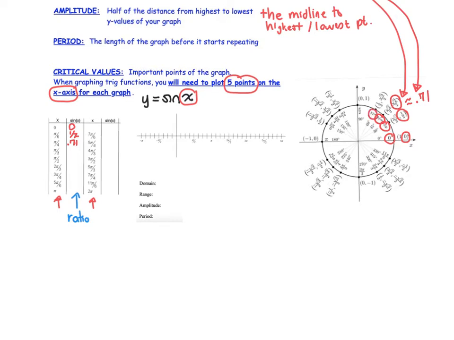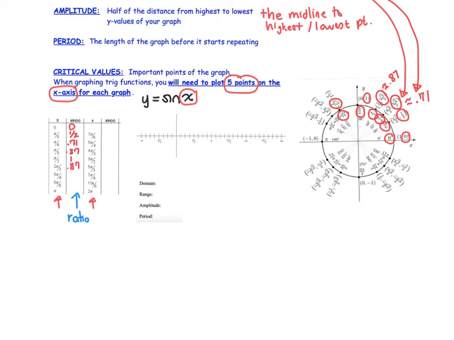At pi over 3, I have a sine value of root 3 over 2. Root 3 over 2 in the calculator is approximately 0.87. So I'll put 0.87 here. And then at pi over 2, we have a sine value of 1. And then we can keep going around the unit circle. So at 2 pi over 3, our sine value is another 0.87.